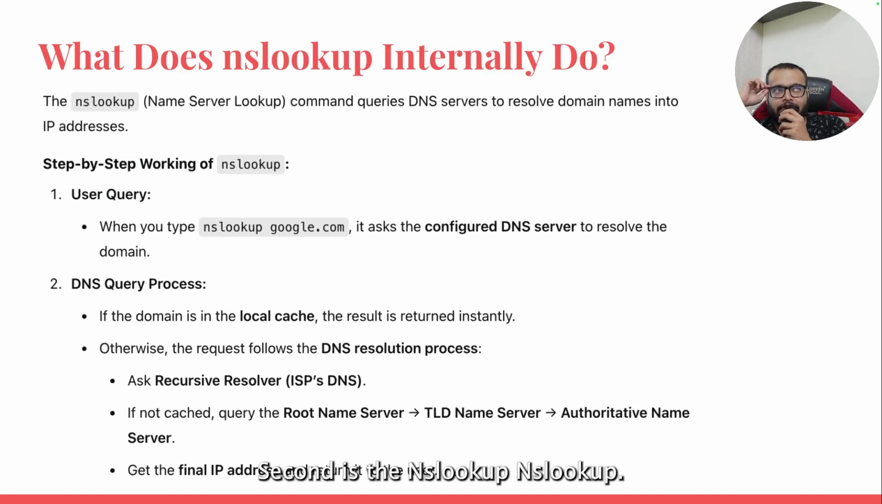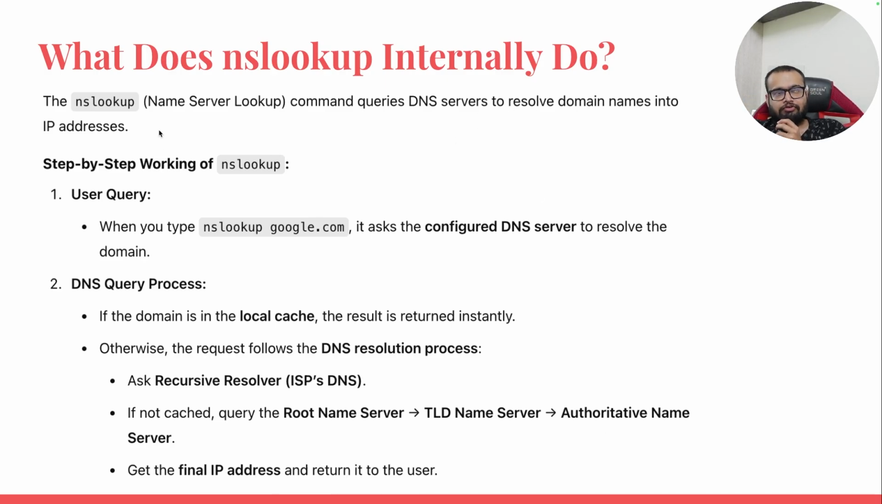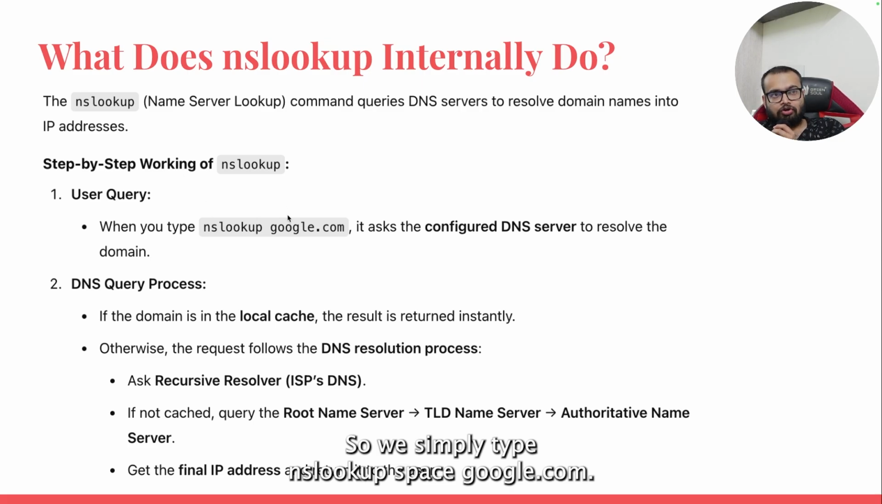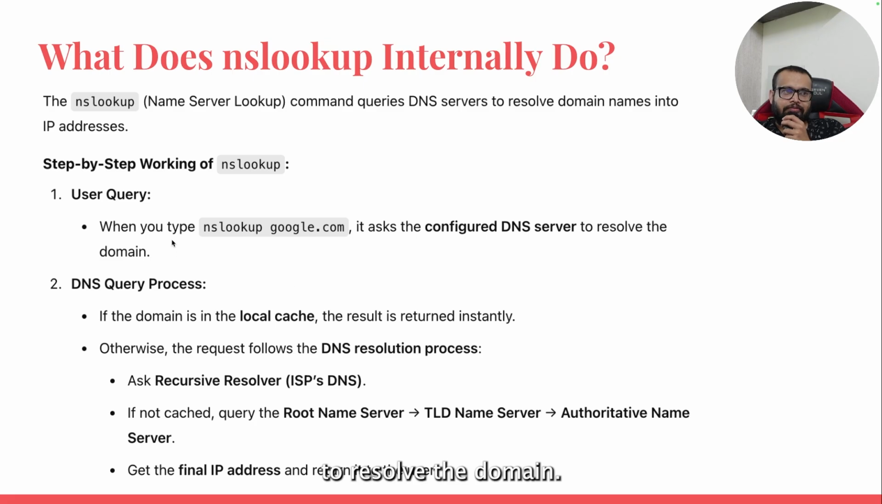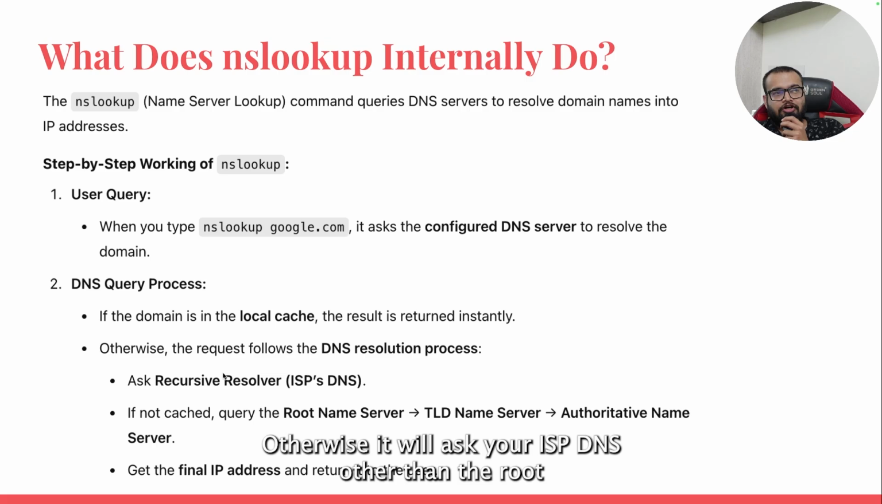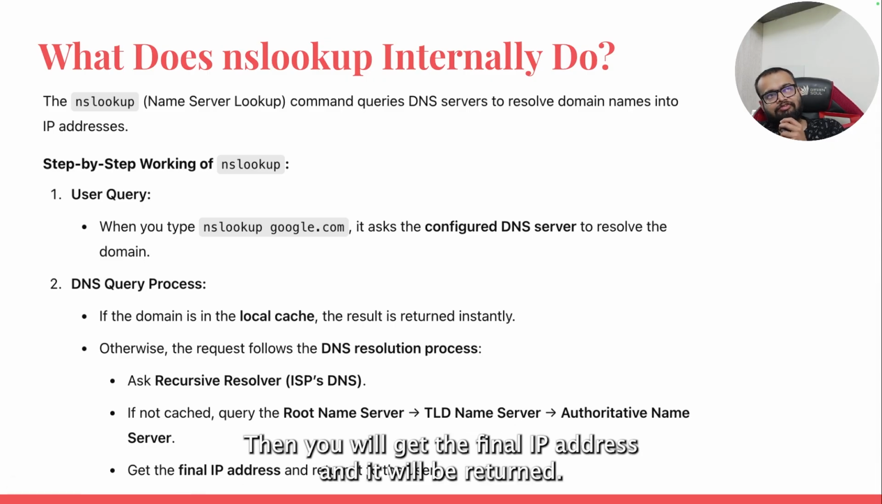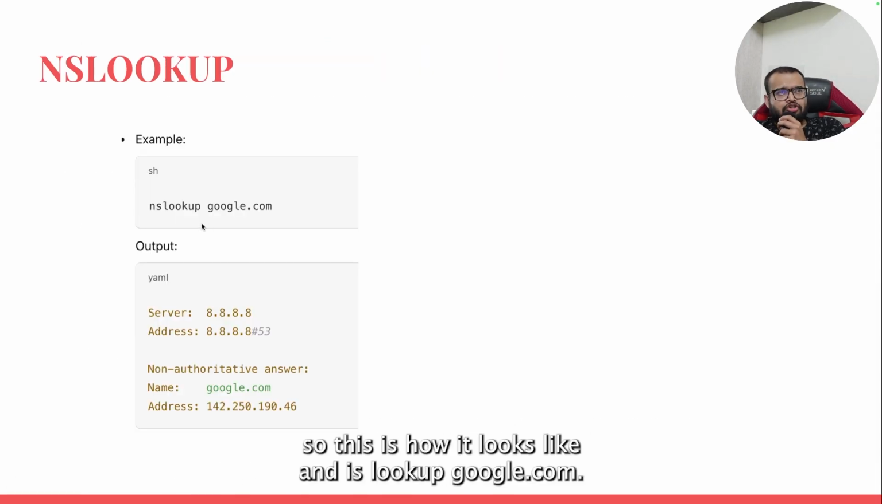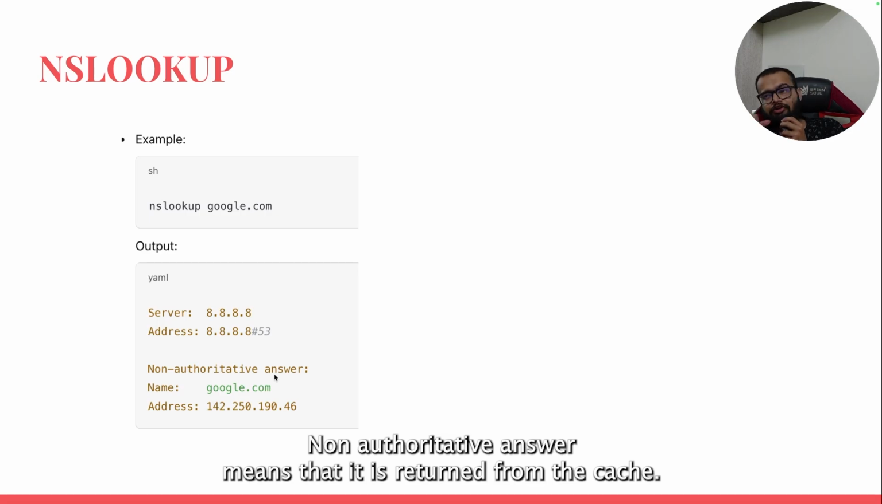Second is nslookup. Nslookup queries the DNS server to resolve the domain name into IP addresses. We simply type nslookup space google.com. It asks the DNS server, whichever is configured, to resolve the domain. If the domain is in the local cache of your computer, the result is returned immediately. Otherwise, it will ask your ISP DNS, then the root name server, then the TLD name server, then the authoritative name server. Then you will get the final IP address and it will be returned. This is how nslookup google.com looks, and this is what the answer will be. Non-authoritative answer means that it is returned from the cache.